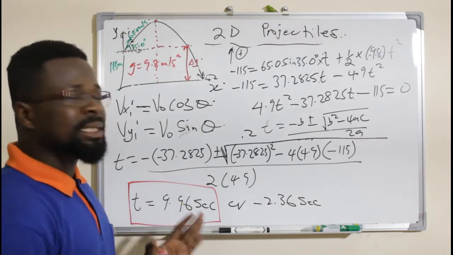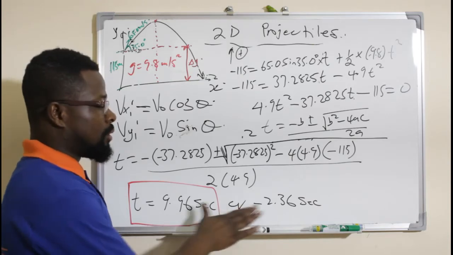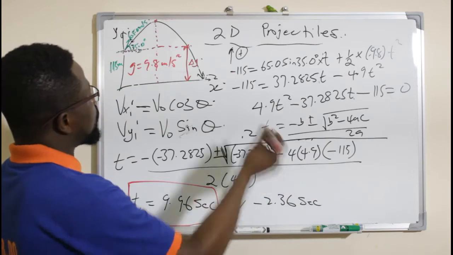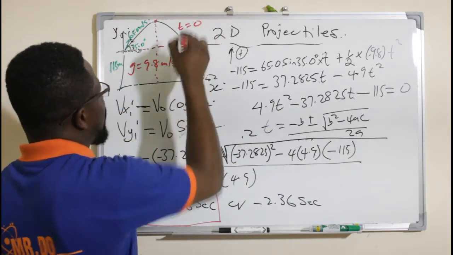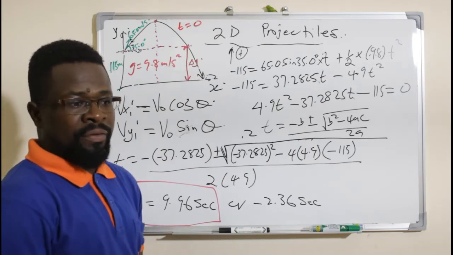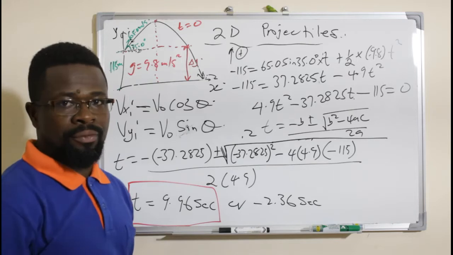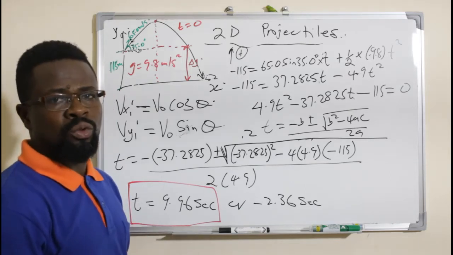Alright, in case you're still confused about why I chose the positive time and not the negative time, what you have to understand is that according to the question, we were told that the projectile was launched at t equals 0. So if it is at t equals 0, therefore our time cannot be negative. And that is why we have to pick the positive value. Alright, let's move on to question number 2.